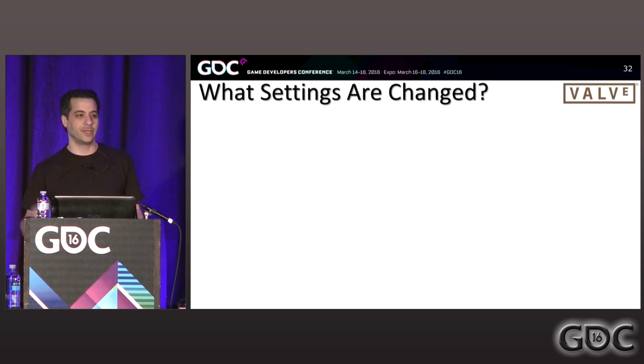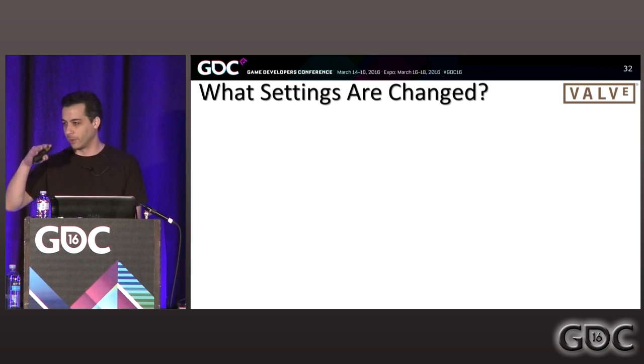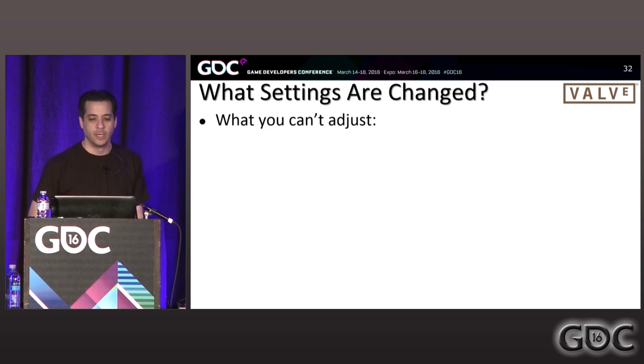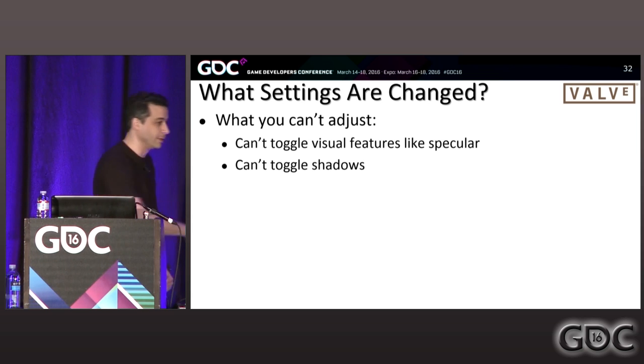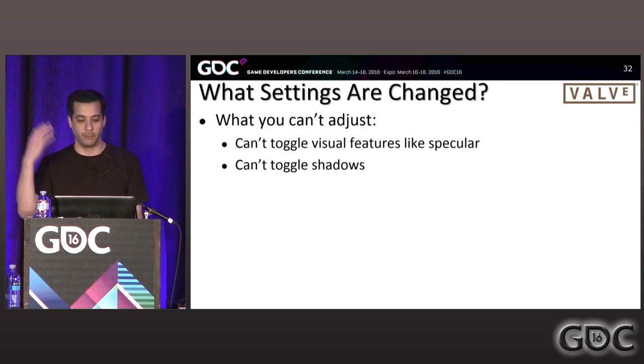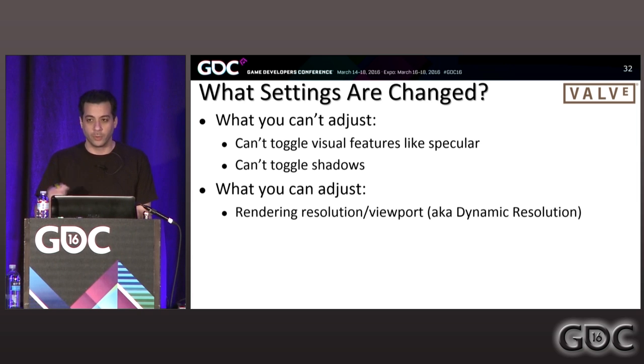So what settings can you and can you not change? I'll show you a video in a minute that's going to show you how rapidly we're going to be making quality changes. But you can't just turn specular on and off, turn it off at the low end and turn it back on at the high end, because it's going to pop on and off really bad. You can't toggle shadows, because as you look over here, you don't want shadows to turn off, and you look over there and shadows turn back on. That's going to look terrible. The things you can adjust are things that you can adjust discretely or continuously that won't cause you artifacts.